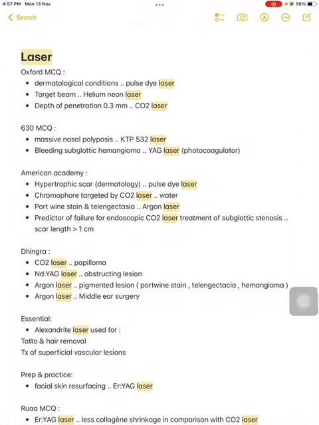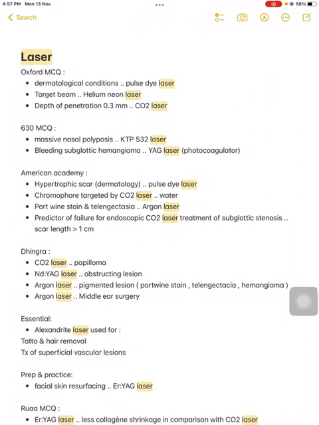The laser used for treatment of dermatological conditions is mostly pulse dye laser. The laser with target beam is helium neon laser. The depth of penetration of CO2 laser is 0.3 mm or 0.03 cm. Laser used for massive nasal polyposis is KTP 532 laser. For treatment of bleeding subglottic hemangioma, yttrium aluminum garnet laser is used because it has photocoagulation properties. The laser used for hypertrophic scars is pulse dye laser.